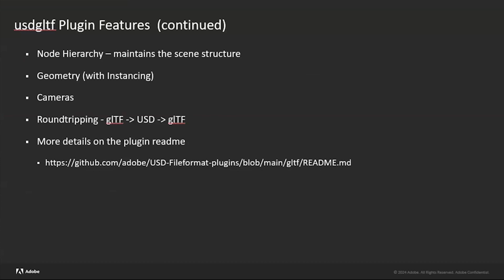More features, the node hierarchy, I think, is what everyone expects, right? You have your full scene structure. We do geometry with instancing, so we're not blowing up the size of the format, the size of the file. We support cameras, round tripping, and then, like I said before, more details are in the README. That's really our holy grail. For each one of our plugins, we have a README file that lists the features that it supports, it doesn't support, and any extra information. With GLTF, it's mainly about the different extensions.